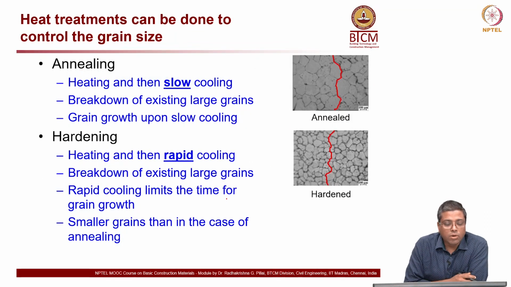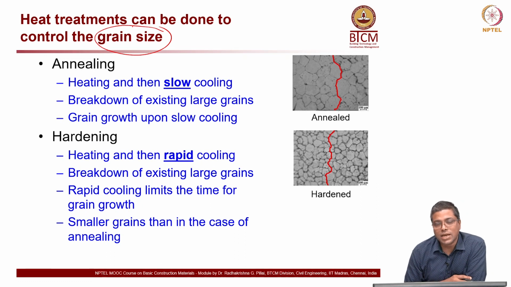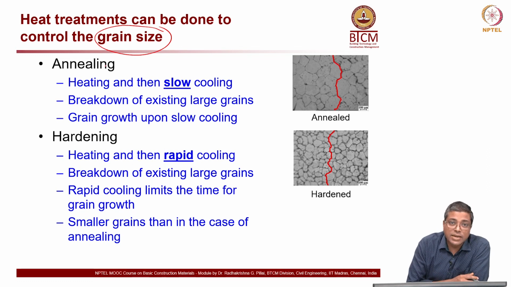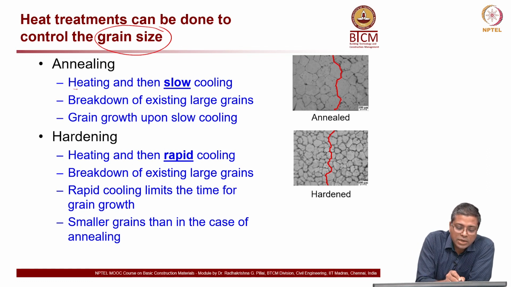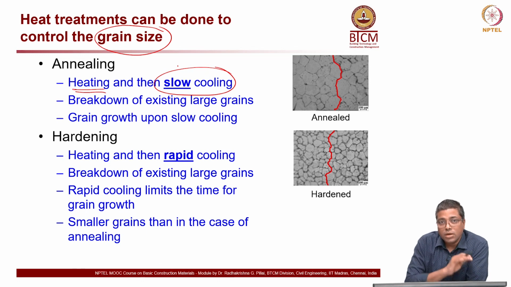Okay. Now heat treatment, what is the idea? When you do this heat treatment, it changes the grain size to a desired level as you want. So two major ways of heat treatment which I am going to discuss here briefly are annealing and hardening. In case of annealing, we heat the material and then allow it to cool in a slow manner. Heating and then slow cooling.